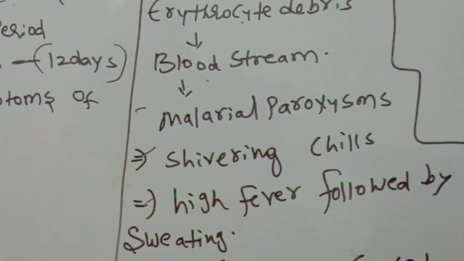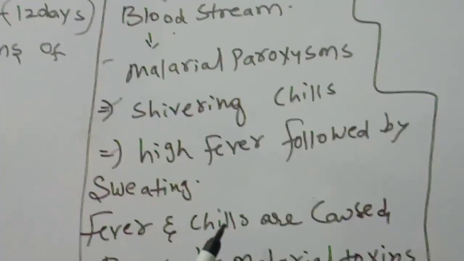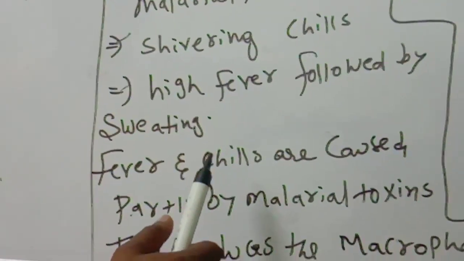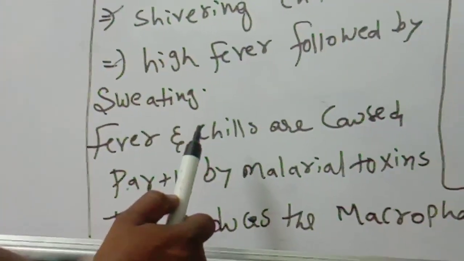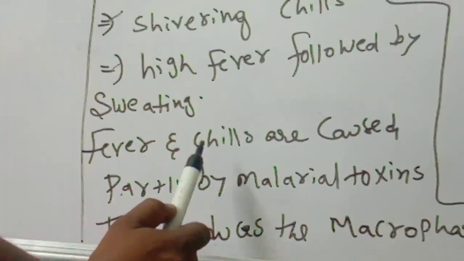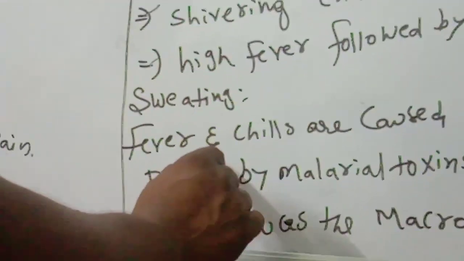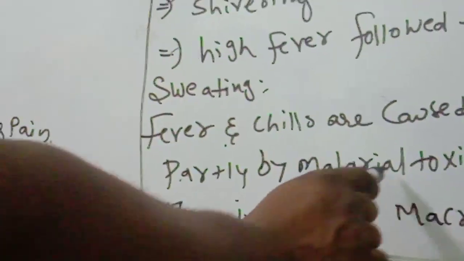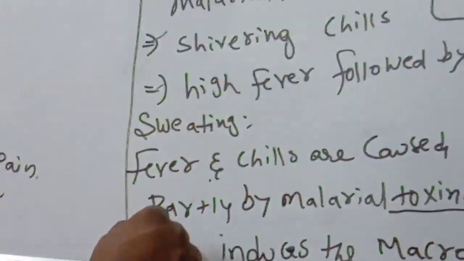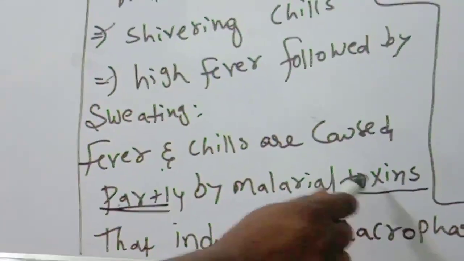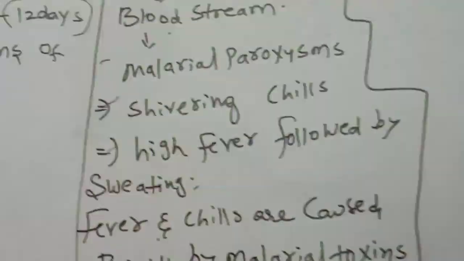When the merozoites and the hemozoin are released from the RBC, the toxin hemozoin creates some changes. Those are called shivering, chills, high fever, followed by sweating. Chills are caused partially by malarial toxins.